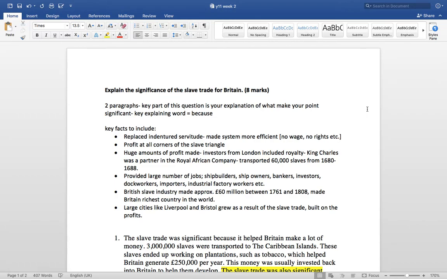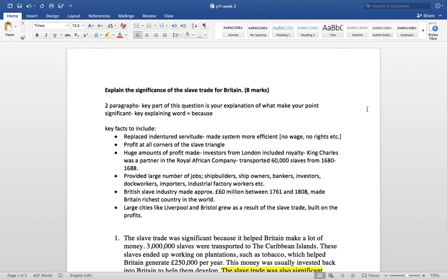It is also important that the slave trade provided a large number of jobs like shipbuilders, ship owners, bankers, investors, dock workers, importers, industrial factory workers. So for those workers in factories in London, the cotton that was arriving from the plantations could then be turned into textiles, okay? And those textiles then be sold somewhere else.